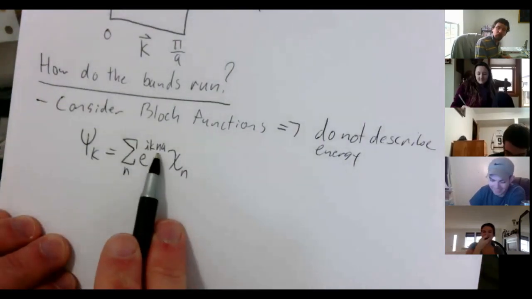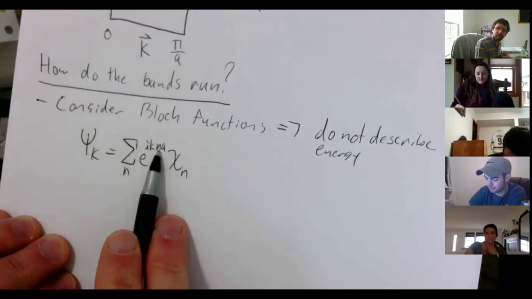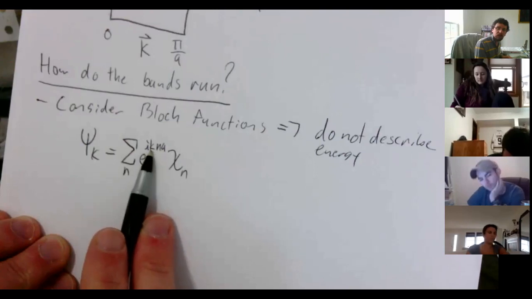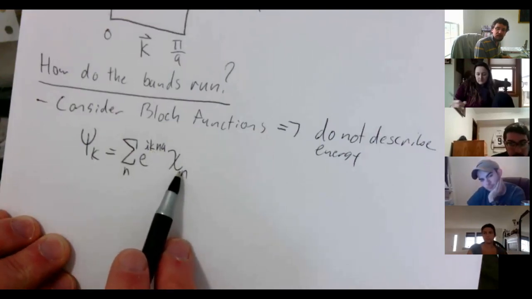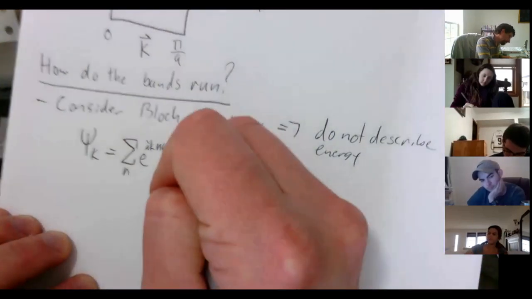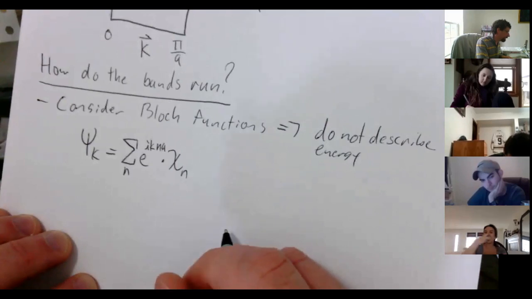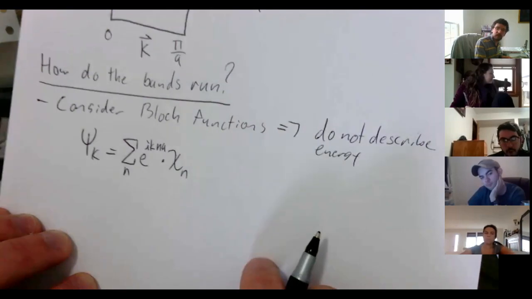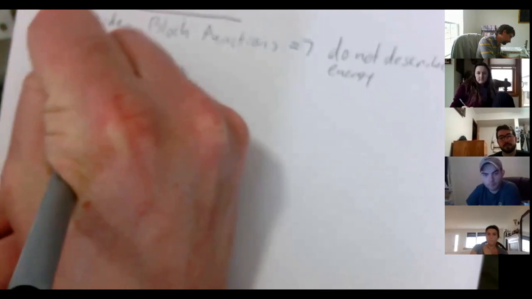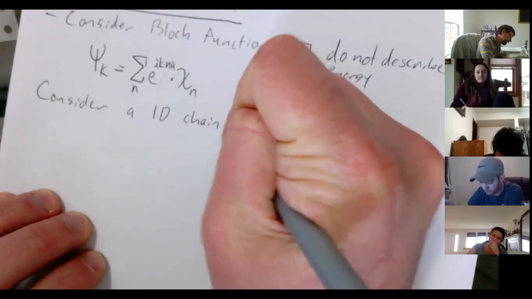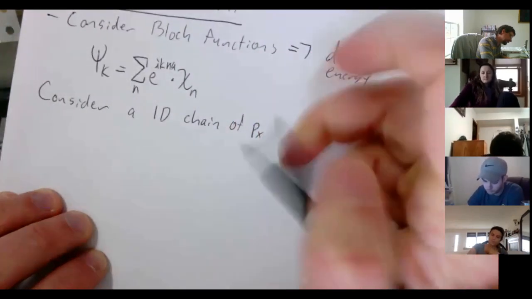So remember, n was just the index that we had. k was the wave vector we chose, and n is whatever atom we're considering, or basis function. Okay, so let's consider a 1D chain of p_x orbitals. So a one-dimensional chain of p_x orbitals.